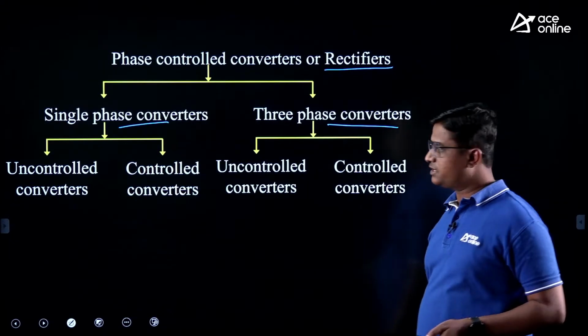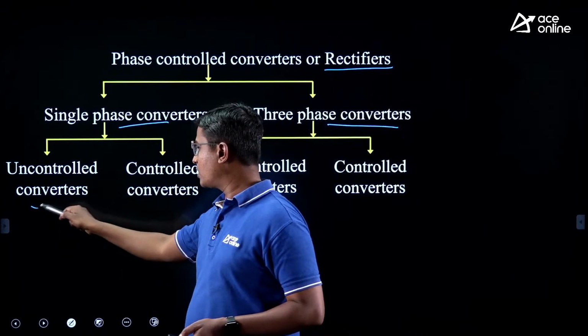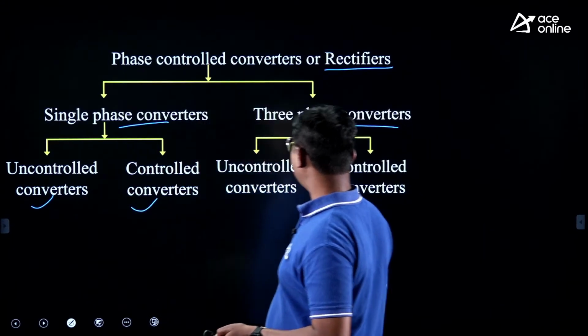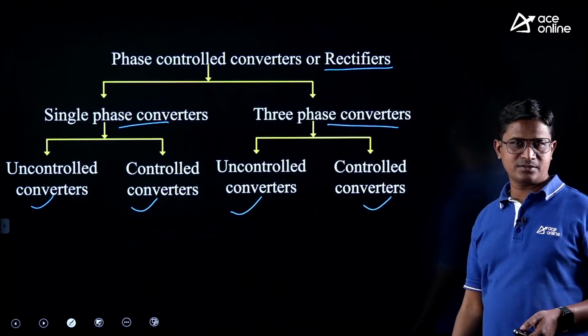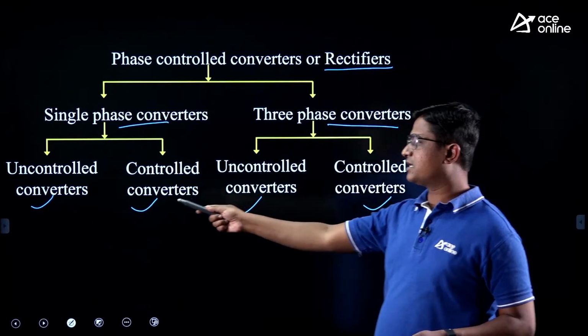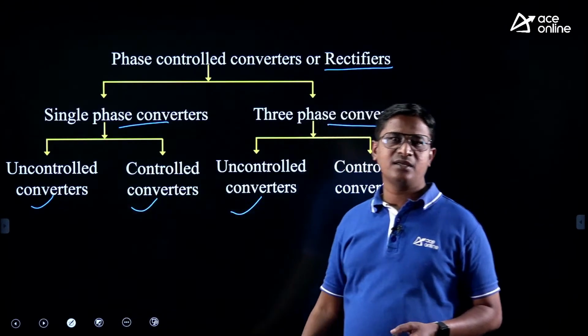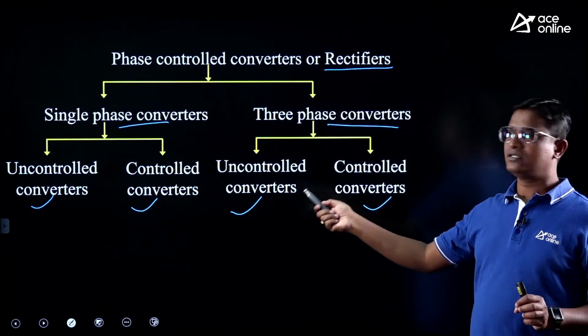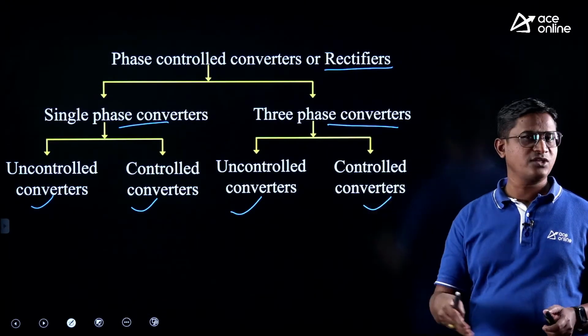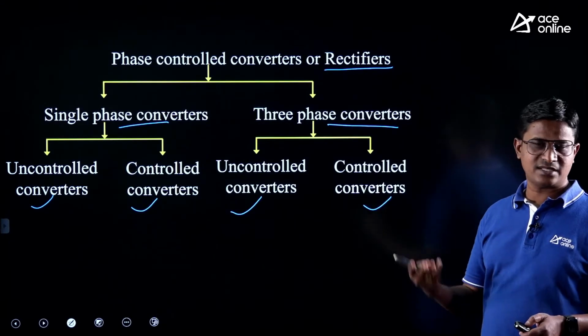In a single phase, again there are 2 types: uncontrolled converters and controlled converters, and 3 phase uncontrolled converters and again controlled converters. Okay, uncontrolled means the converters or the rectifiers where only diodes are used, and controlled means the converters where SCRs are used or rectifiers where SCRs are used.